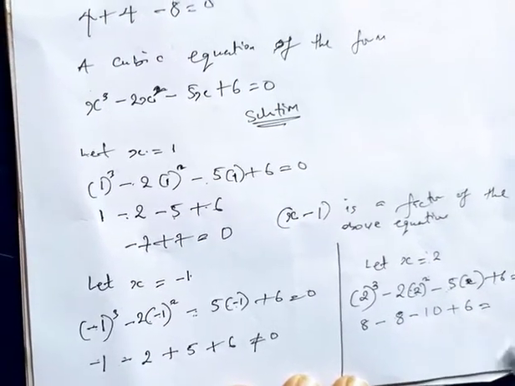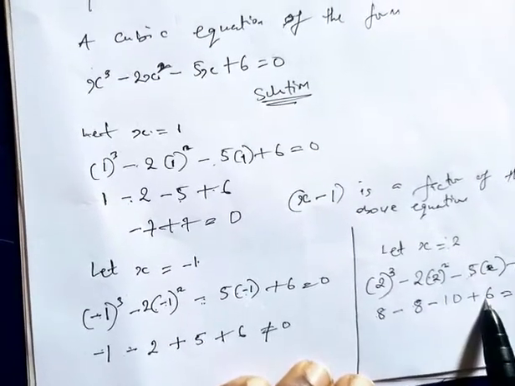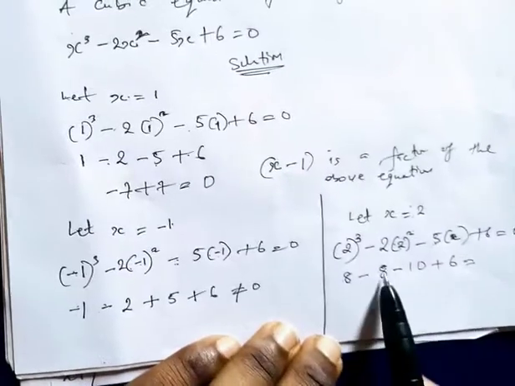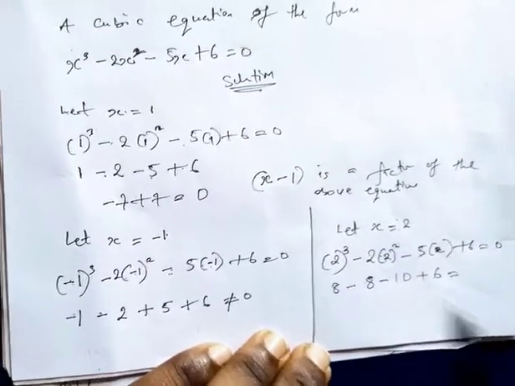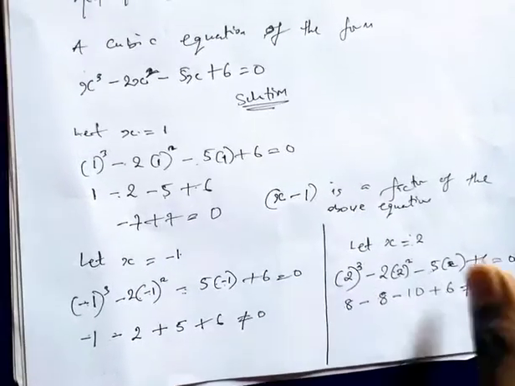So we can see that 8 plus 8 will give me 14, then minus 8. So this is not equal to 0. So we continue trying different values for x. Let x be equal to negative 2.